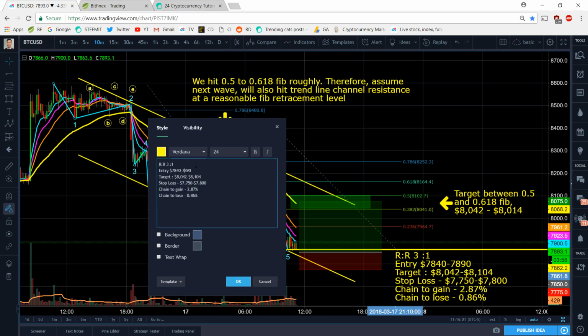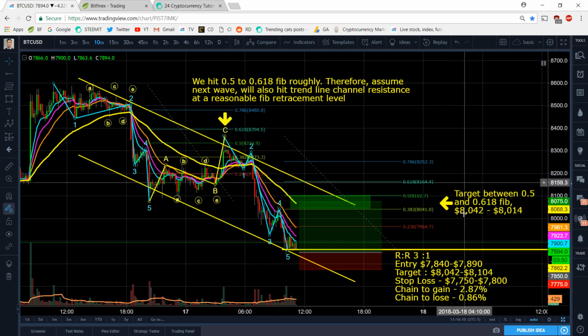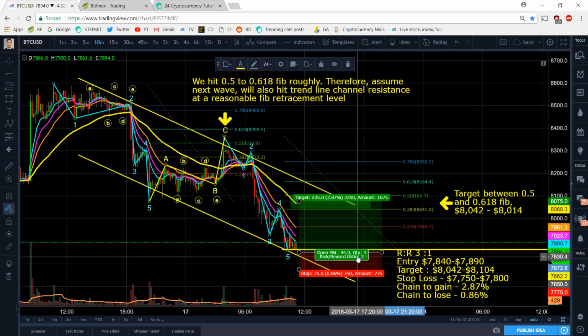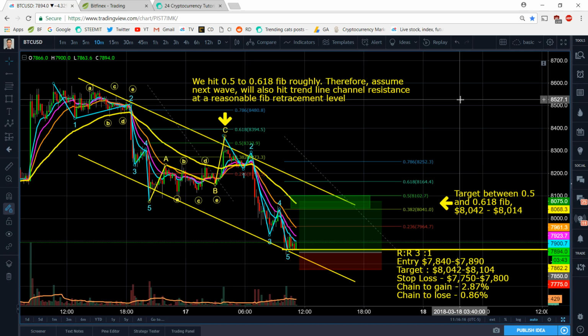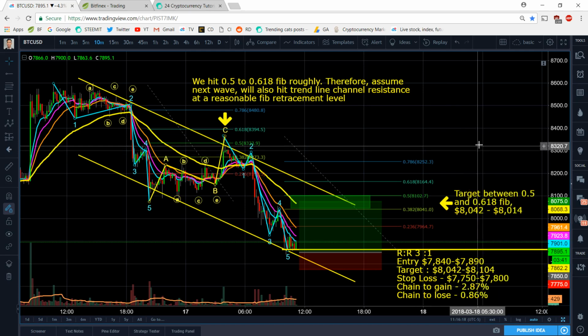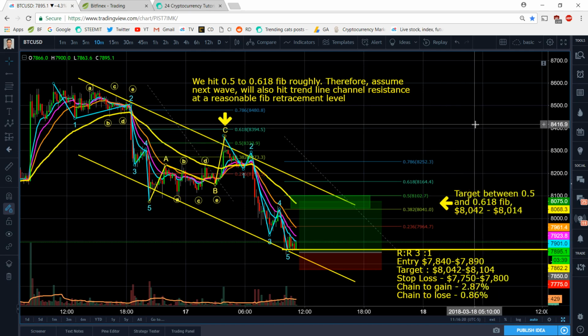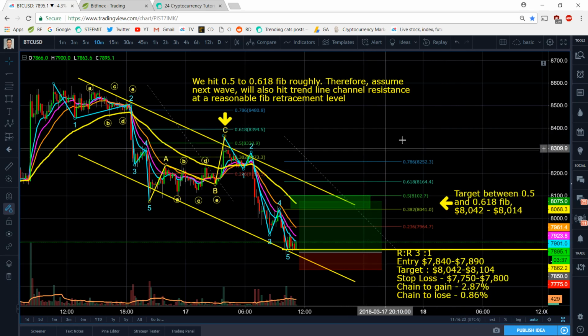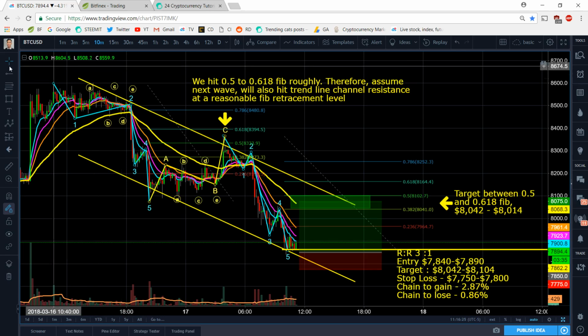This is very specific. If you guys have noticed, I don't really do this often because I don't like to be wrong. People get upset when I'm wrong. So now our stop loss is between 77.50 and 78.00 here. Pretty decent stop loss, I'd say. Chance to lose 0.86%, chance to gain 2.87%. So you've got to ask yourself, is this worth it for you guys?